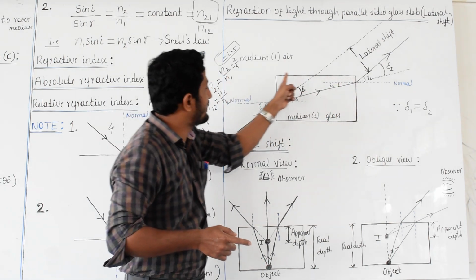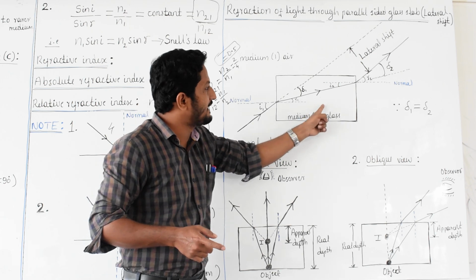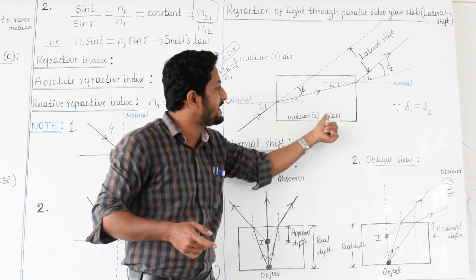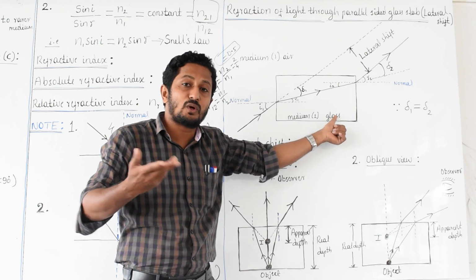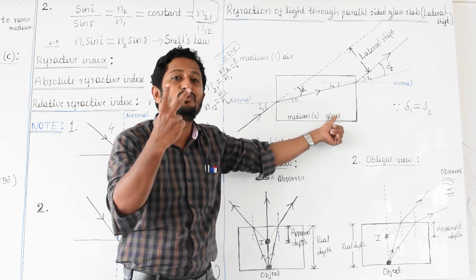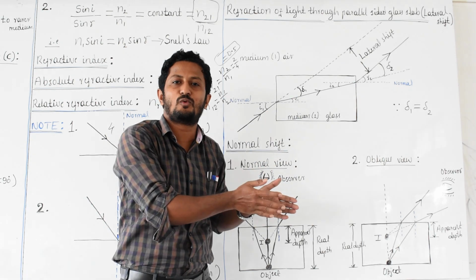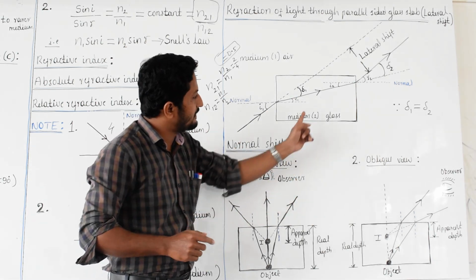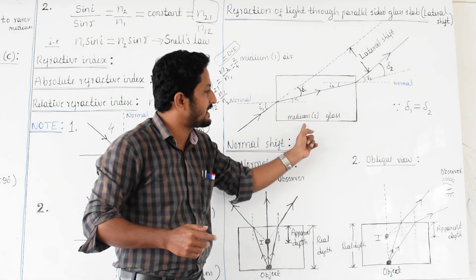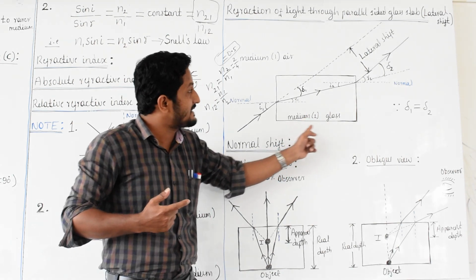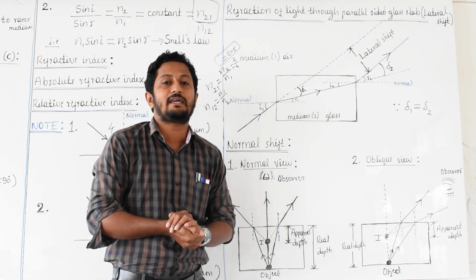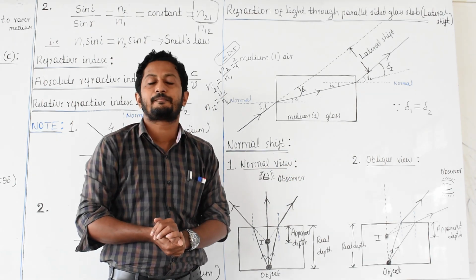This is a parallel sided glass slab, and this glass we take as medium 2. I said when we are talking about refraction we need two media. Light should come from one medium and has to enter into another medium. Here this glass we take as medium 2, and this glass should be surrounded by a homogeneous medium.